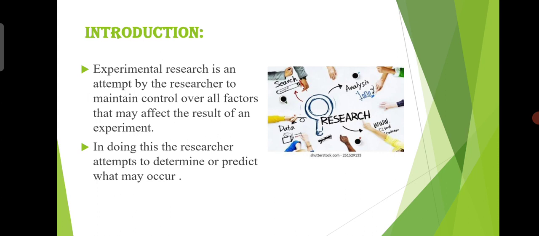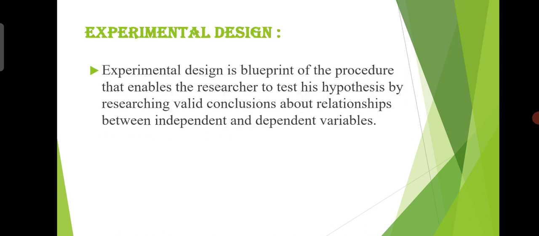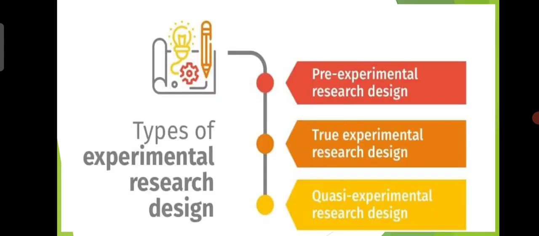First, introduction. Experimental research is an attempt by the researchers to maintain control over all factors that may affect the result of an experiment. In doing this, researchers attempt to determine or predict what may occur. Next, experimental design. Experimental design is the blueprint of the procedure that enables the researchers to test their hypothesis by reaching valid conclusions about the relationship between independent and dependent variables.